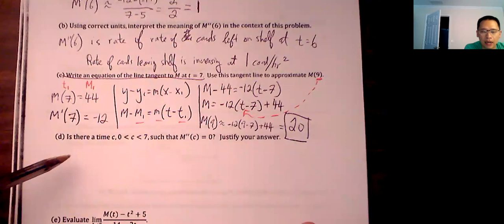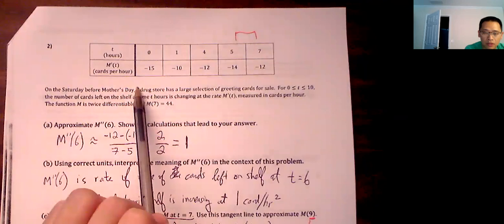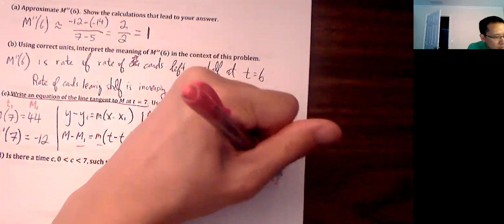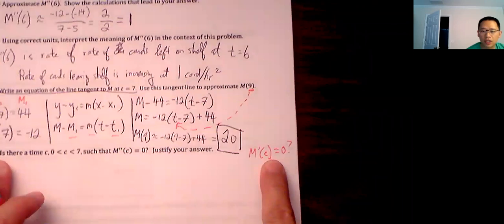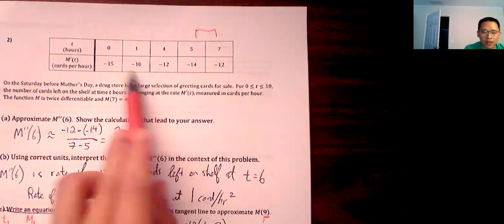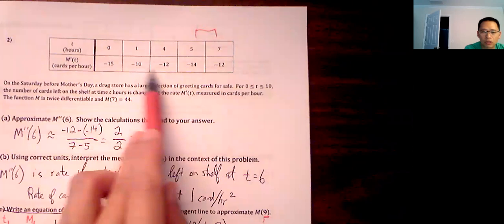All right, part D. Is there a time between 0 and 7 such that M double prime is equal to 0? Now, this is not the M double prime graph, so we're trying to see, can we guarantee a slope of 0? Okay. Now, if it's asking, is M prime of c equal to 0? Let me just adjust this question here. Can we guarantee that M prime of c is equal to 0? Now, if it's asking for M prime of c, then you're looking for ordered pairs, right? We can't, right? Because there's a negative 15, it goes all the way up to negative 10, maybe it goes to 0, but we can't confirm based off of this, right?